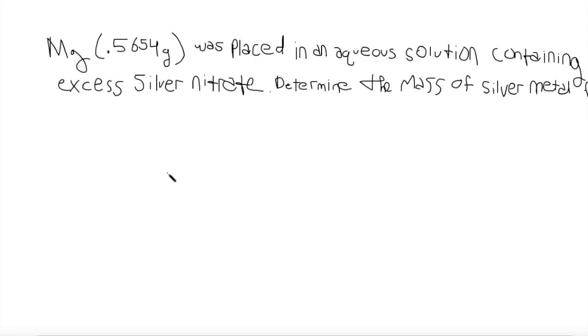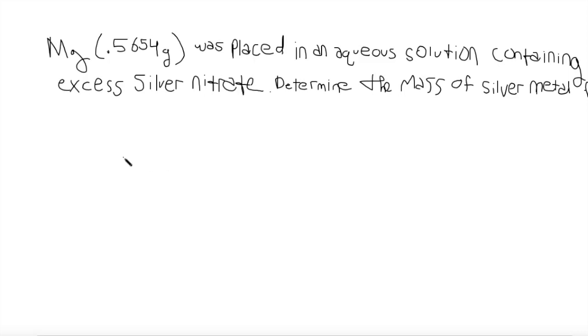Anyways, if you forgot how to do stoichiometry, I originally did too, so I'm gonna walk you guys through step by step so we can relearn together. If we have that many grams of magnesium and it was placed in an aqueous solution containing excess silver nitrate, determine the mass of the silver metal formed.